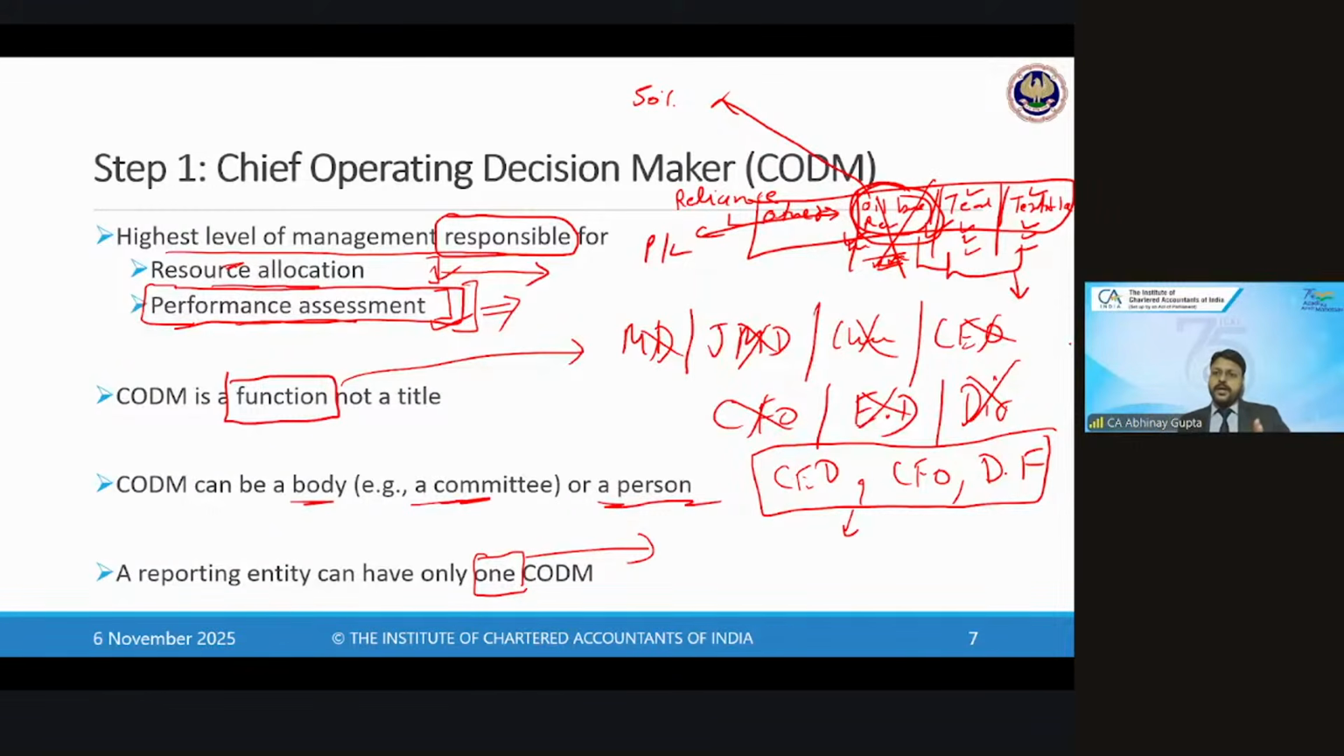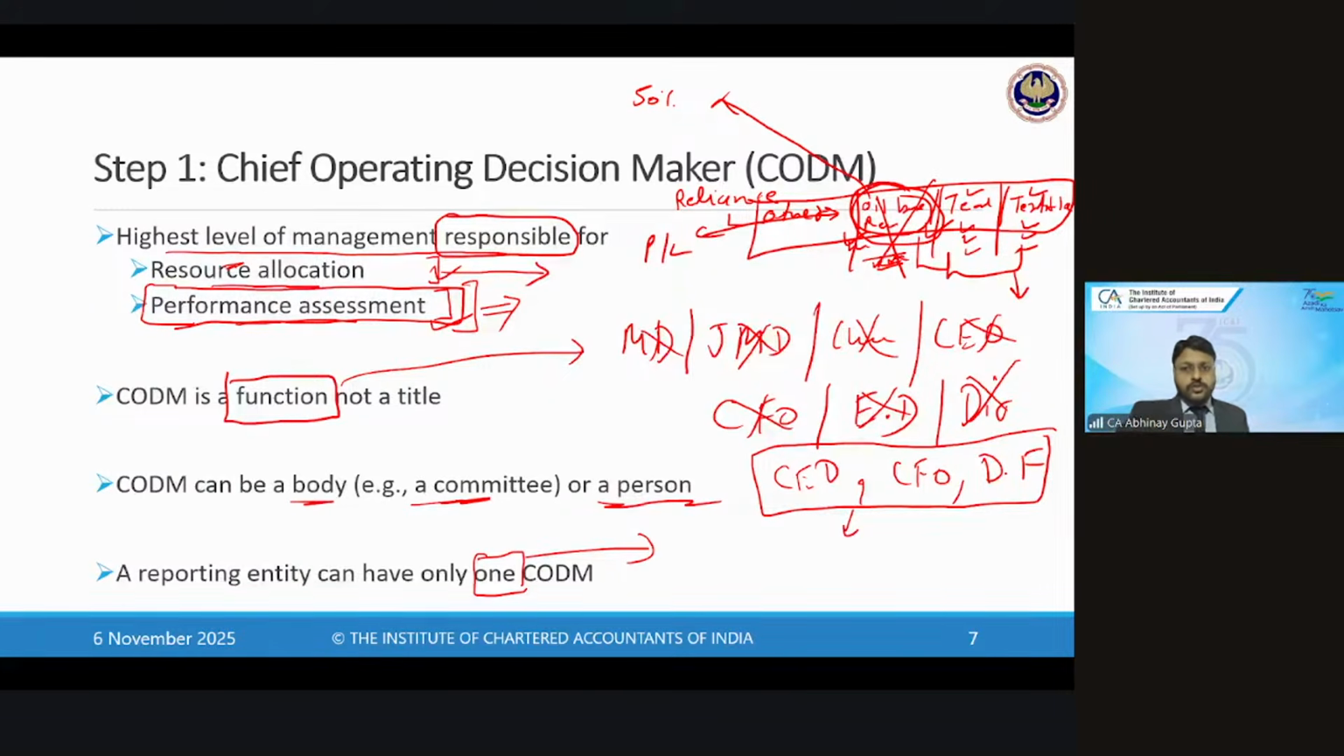But in IGAP, because we were not doing this management approach exercise and were applying the threshold directly to all the segments, we always ended up classifying the oil business as a reportable segment. But in Ind AS, because this is not coming in our operating segment list, it will be out of the reportable operating segments. That is the difference in the approach, right?